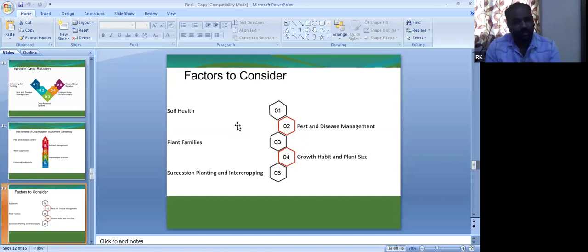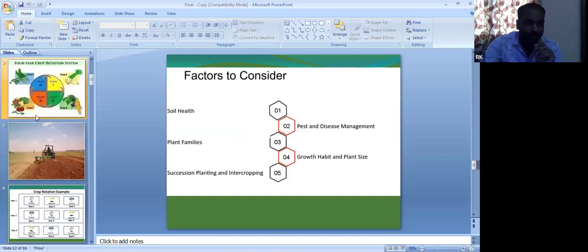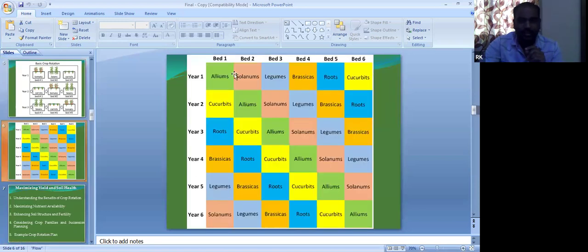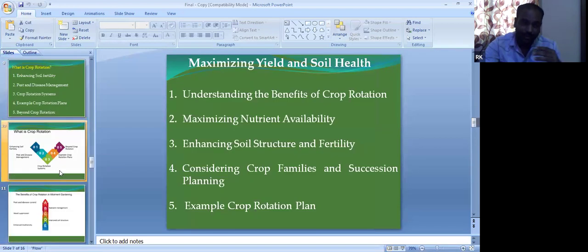Then plant families. You see here, legumes are a lot of fruit crops, and there are legume crops like that. So some crops belong to these plant families. Okay.